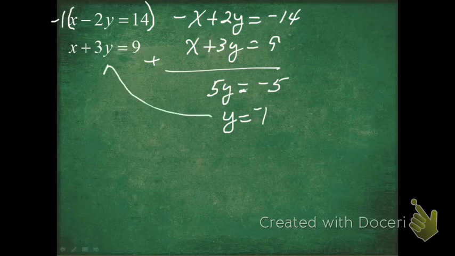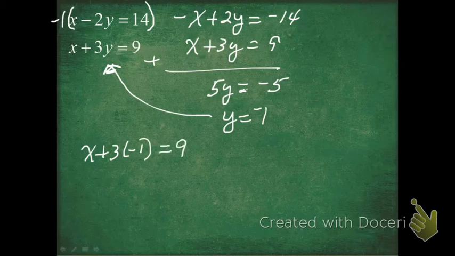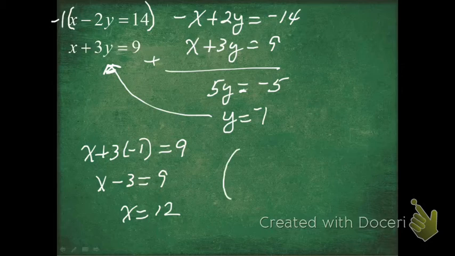Again, once I have one of the variables, you go back up, pick one of the equations, and find the other variable. So I'm just going to use the second equation this time. So I know that x plus 3 times negative 1 is equal to 9. So x minus 3 is equal to 9. So x is equal to 12. Add 3 to each side. And again, we will write our answer as an ordered pair, so x is 12 and y is negative 1. So there's our common solution.